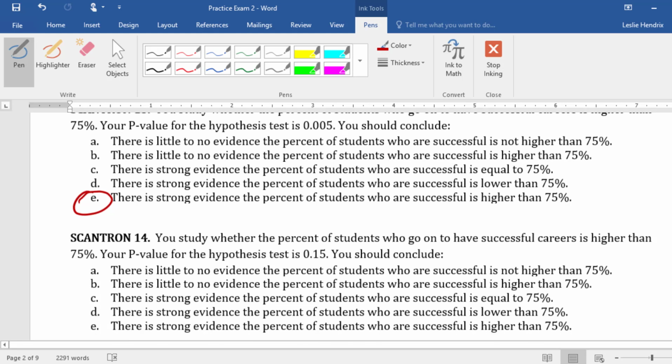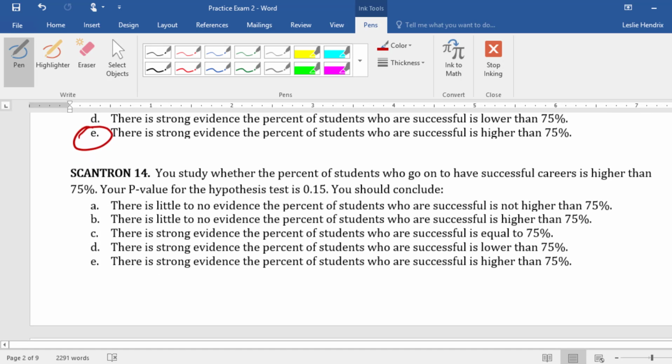All right, and how about if you did that same study, but you got a p-value of 0.15? Then you got a high p-value. So then you're not going to reject. The p is not low, so the null does not go, and you don't find for the alternative. So here, there's little to no evidence that the percent is higher than 75. So again, the only two conclusions you can make in a hypothesis test are finding evidence for the alternative or not finding evidence for the alternative.